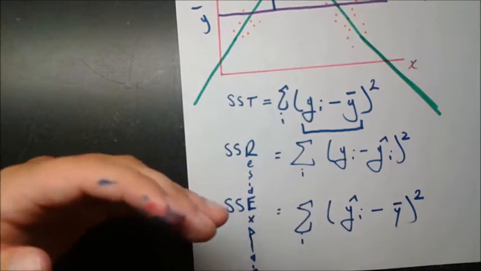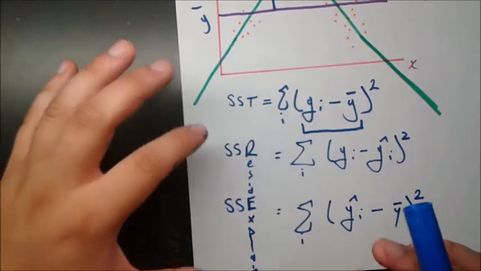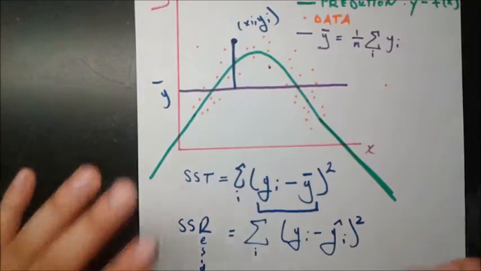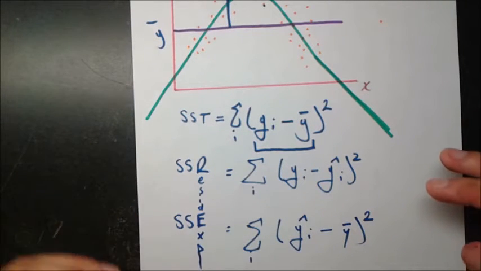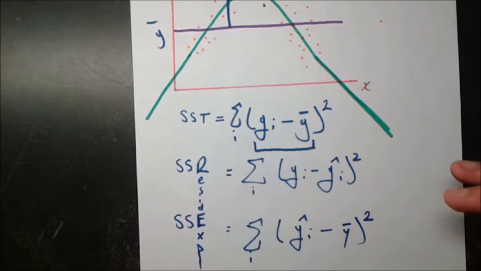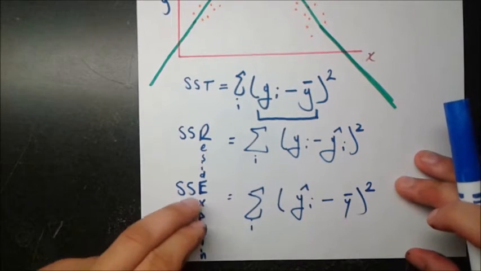SSR, SSE. Sometimes people make it more clear by using clearer notation, which I probably should have done, but at least we know now. Residual and explained. Now let me explain what each of these means. Let's go to sum of squares explained first, SSE.